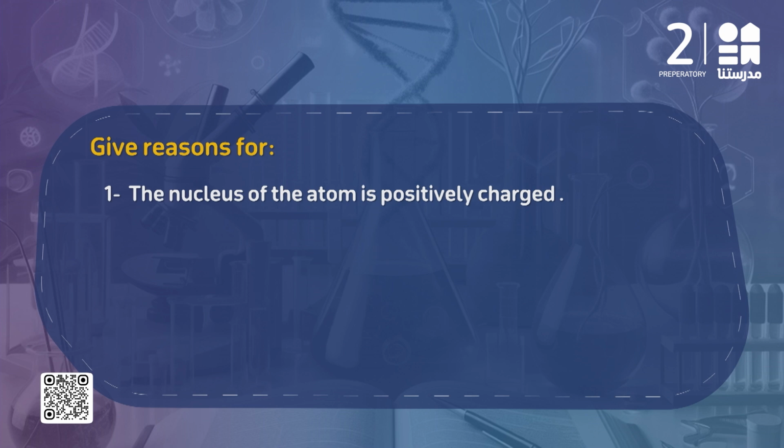Let's start a new type of questions: give reason for. Question number 1 says the nucleus of the atom is positively charged. Let's quickly review the atomic structure. Any atom has a basic structure, a central dense mass at the middle of the atom, which is known as the nucleus. It has two types of subatomic particles, protons and neutrons. The summation of protons and neutrons gives you what is known as the mass number.